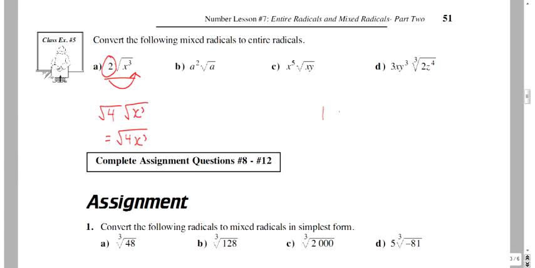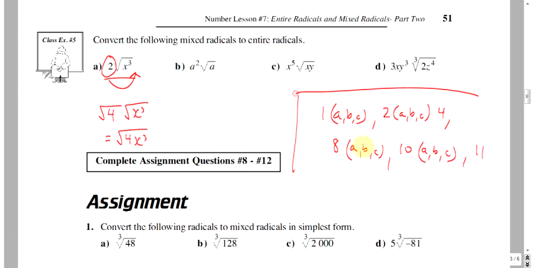Okay, so 1, just ABC. 2, just ABC. All of 4. 8, ABC. Not 9. 10, ABC. And 11. That's today's stuff.